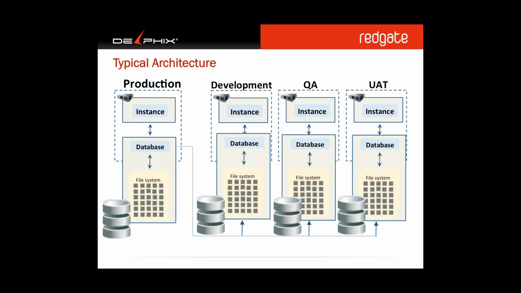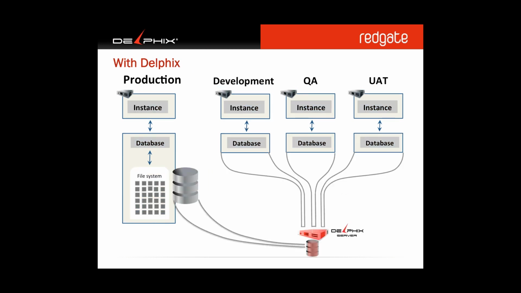So the typical architecture that we see at companies right now when we come in is we have a production database and then multiple copies of that production database in development teams, QA teams, user acceptance teams. Each of these are full copies of the database, which take a long time to create and take up a lot of storage. With Delphix, we come in, we have one copy of that source database compressed onto Delphix, along with its change stream, and then all those teams share that single set of data files for their clone databases.